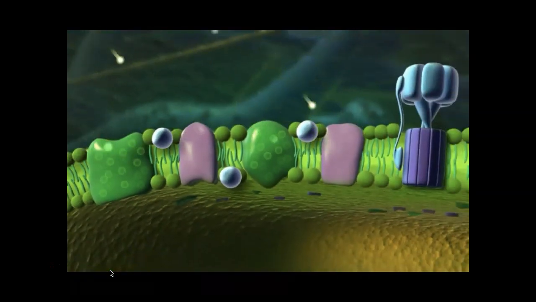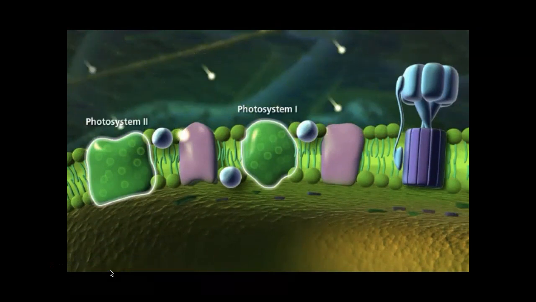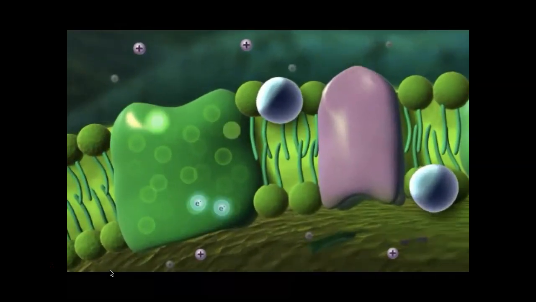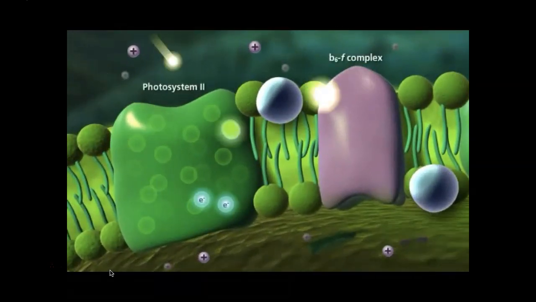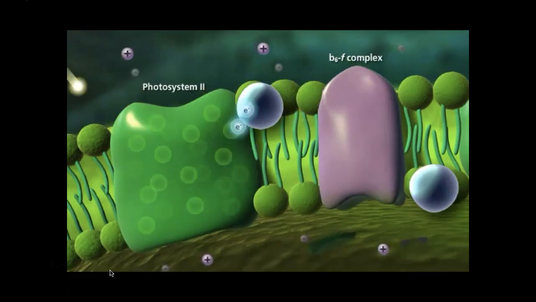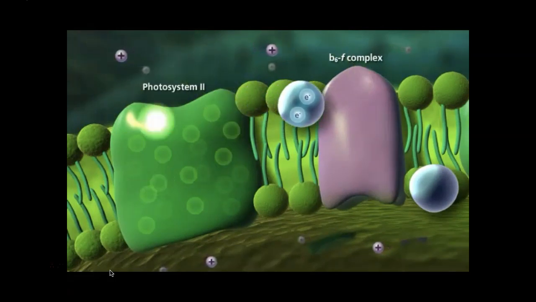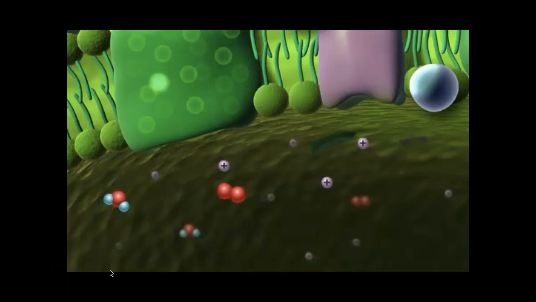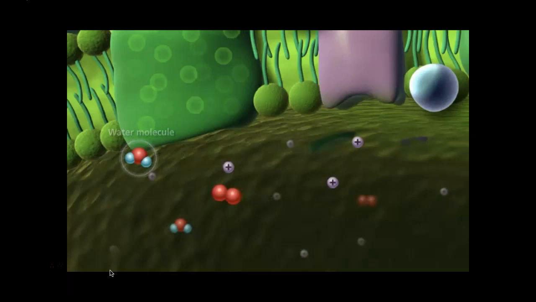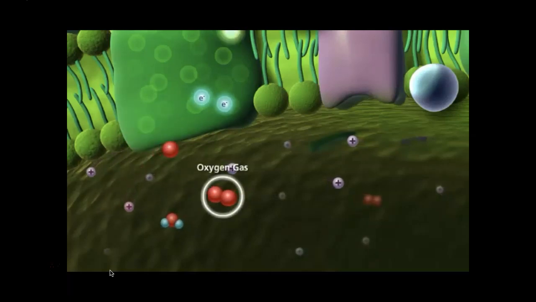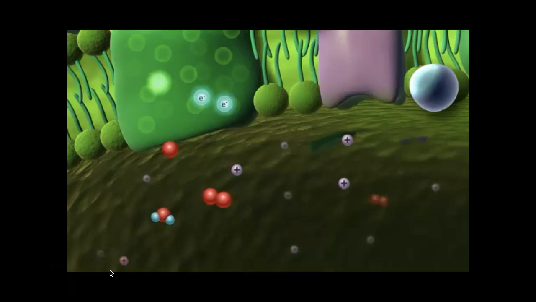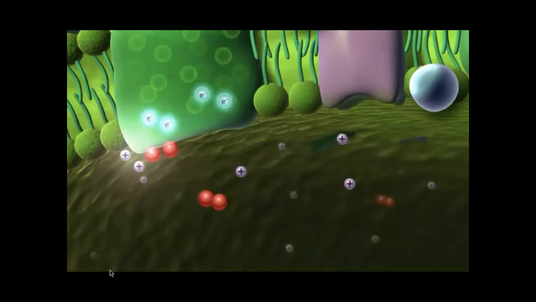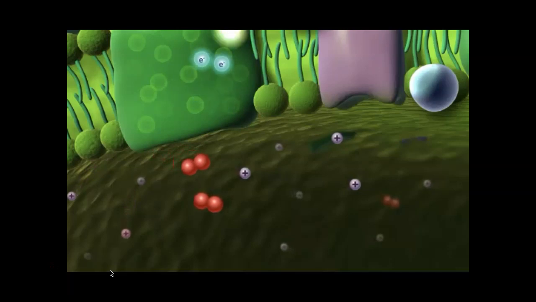Photons of light strike photosystems 1 and 2 simultaneously. We will examine what happens with the photons striking photosystem 2 first. The energized electrons are passed from the reaction center of photosystem 2 to an electron transport chain. The electrons lost by photosystem 2 are replaced by a process called photolysis, which involves the oxidation of a water molecule producing free electrons and oxygen gas. While this oxygen gas is a byproduct of photosynthesis, it is an important input to the cellular respiration pathways.